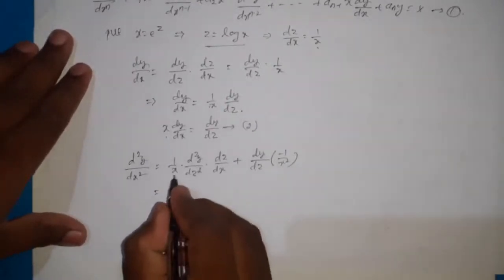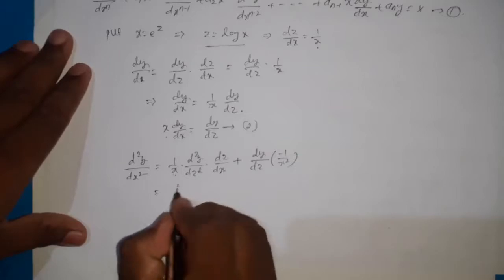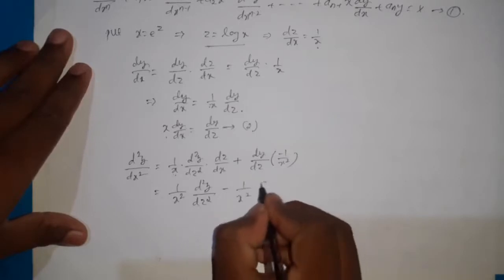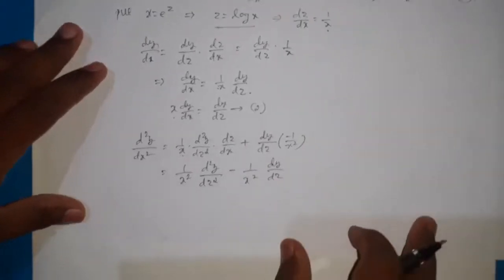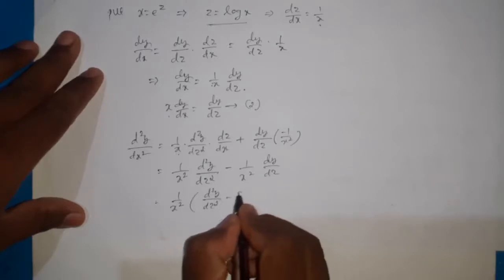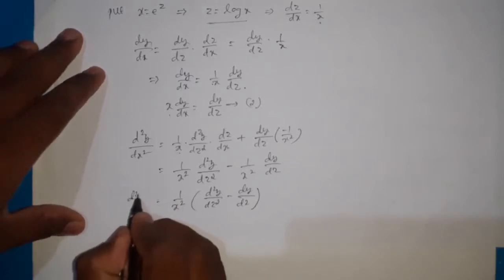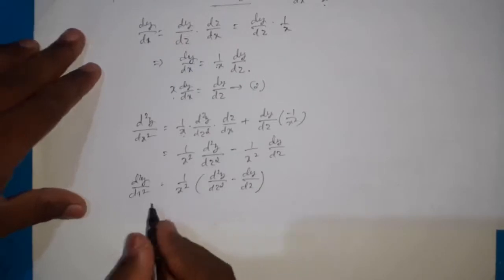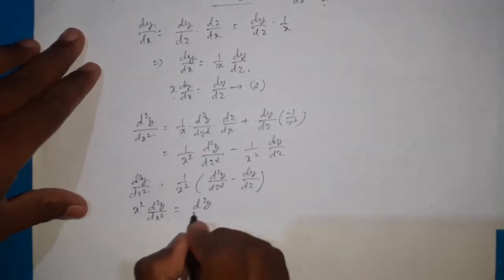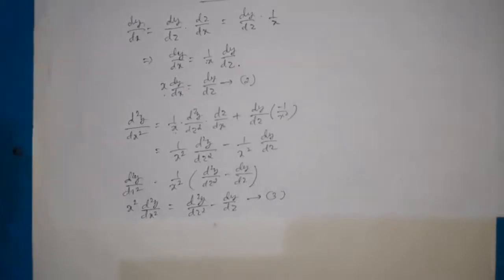Then here it is equal to, this is 1 by x and we know that dz by dx is also 1 by x, then 1 by x into 1 by x becomes 1 by x square, d square y by dz square minus 1 by x square into dy by dz, right. Now here the common term is 1 by x square and the remaining is d square y by dz square minus dy by dz. And this is d square y by dx square. Then on cross multiplying we can write x square into d square y by dx square is equal to d square y by dz square minus dy by dz, and consider this as equation number 3.